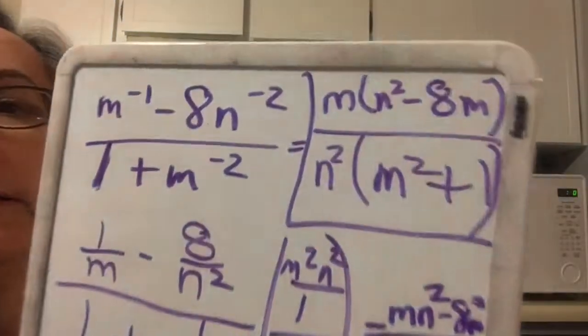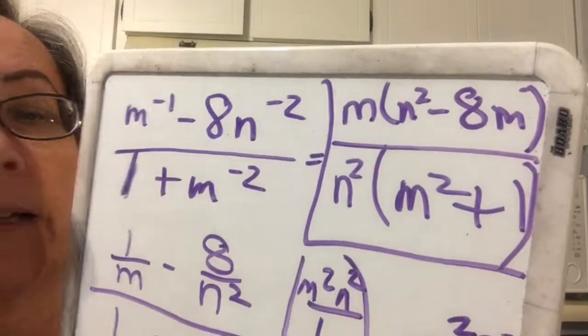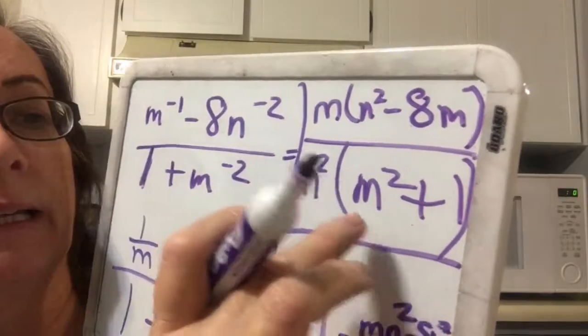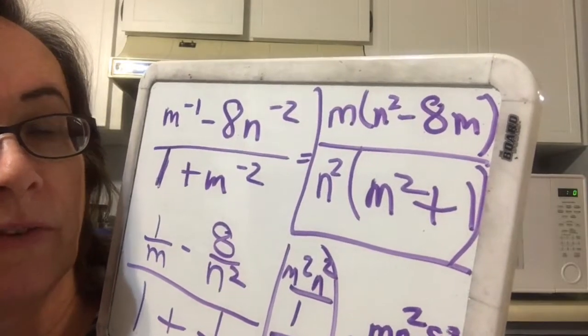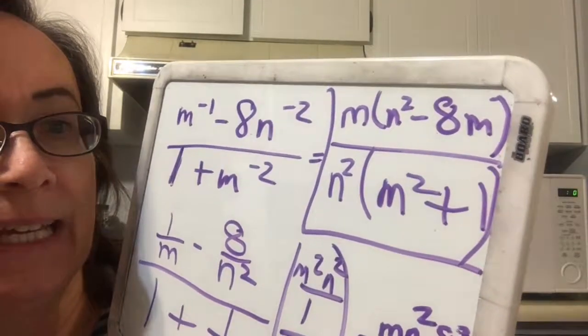And there's absolutely nothing else I can do with that. That's as simple as I can get it. So that would be your final answer for that one. That is the end of 8.3, which was dealing with complex rational expressions.